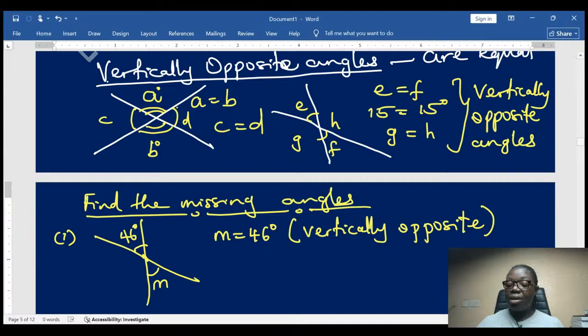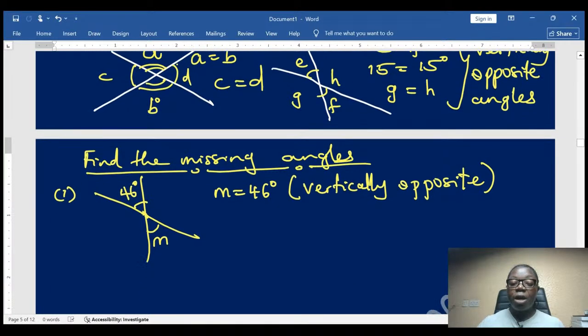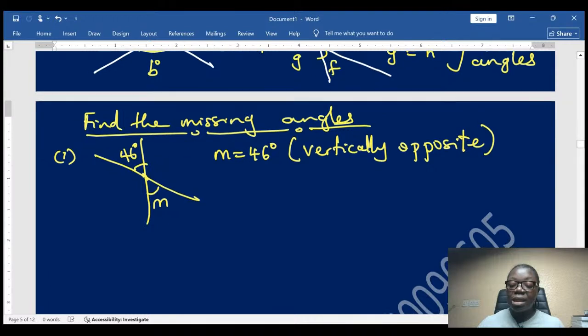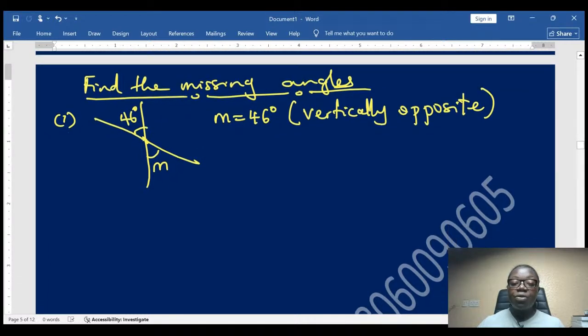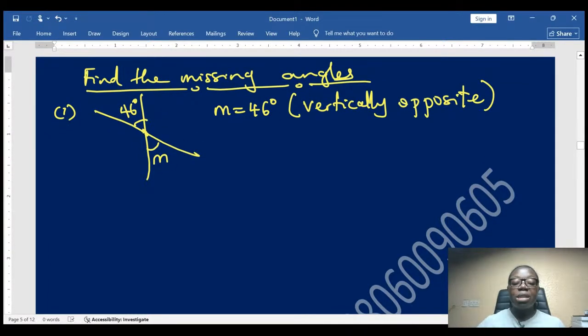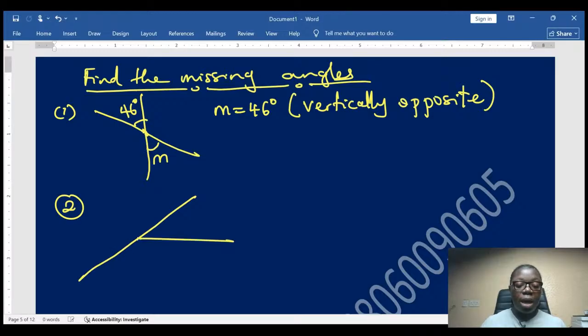Okay, let's look at another example. Don't forget angles on a straight line. Don't forget angles in a right angle. Don't forget reflex angles, angles at a point. Now let's look at number 2.